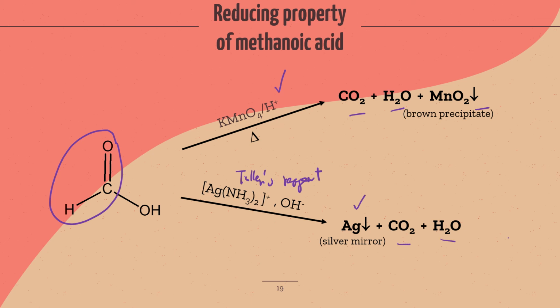Okay, kenapa silver mirror? Kerana kita ada aldehyde. Okay, because according to Tollens test, only aldehyde can undergo reaction with Tollens reagent. So for the observation, you will get silver mirror. Okay, dan juga byproduct is carbon dioxide dan juga water. So nampak je silver mirror ni, ini menunjukkan bahawa dalam structure of methanoic acid ini masih ada kehadiran carbonyl iaitu aldehyde.